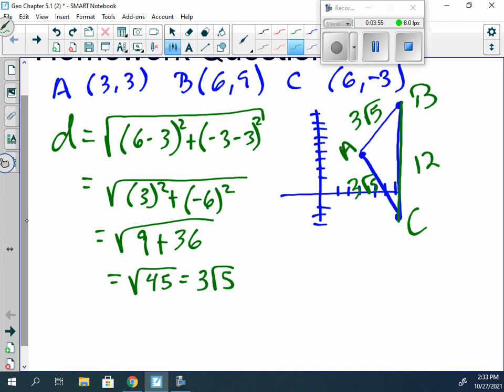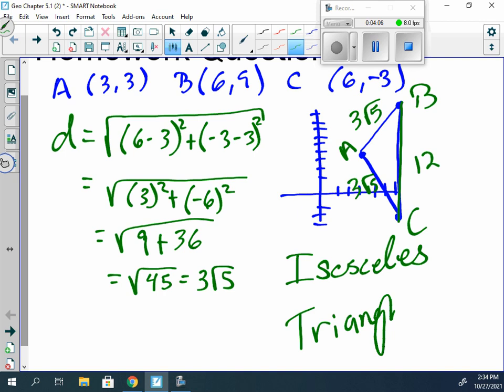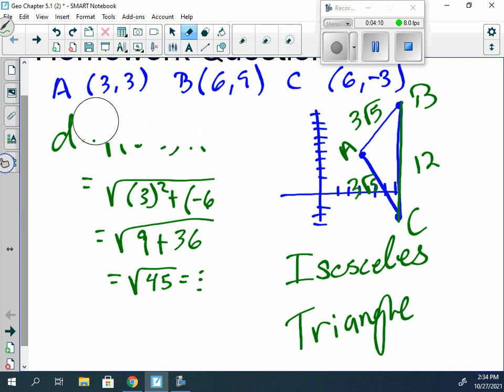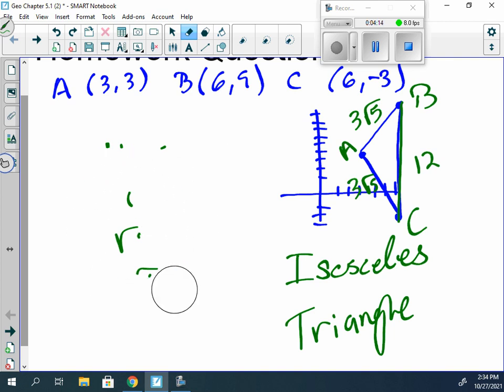So we can see here that we do have two sides that are congruent, so it would be an isosceles triangle. Now point A would be the point where most likely the right angle would be if there was going to be a right angle. So we just need to find the slopes of AB and AC. And if they are opposite reciprocals, then it is a right triangle.